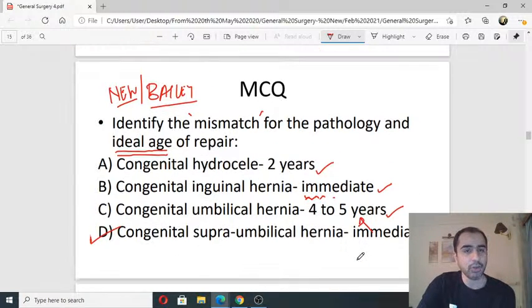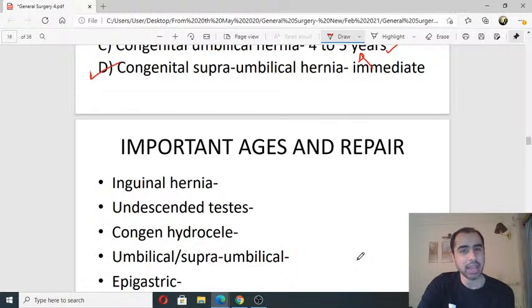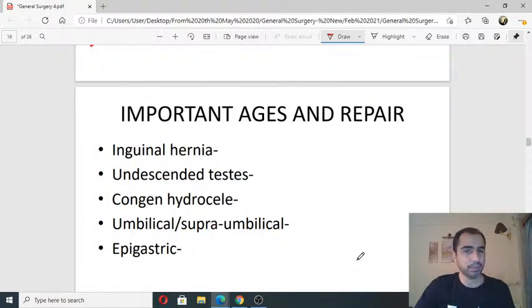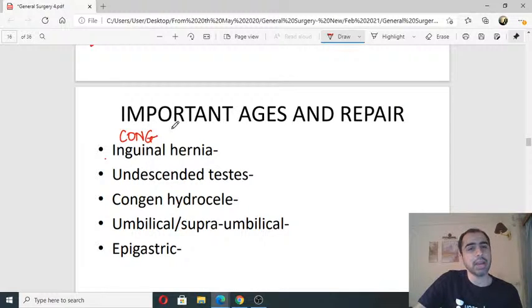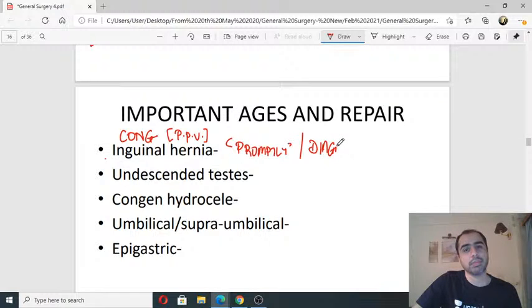Okay, so I will give you a list of ages and the timing of repair which you must know. You can't do without knowing any of this. Ages and repair of inguinal hernia. Obviously, I'm talking about congenital inguinal hernia, which happens due to patent processus vaginalis. Ideal age of repair, the word given in Bailey is prompt, promptly, or whenever diagnosed, or immediately.